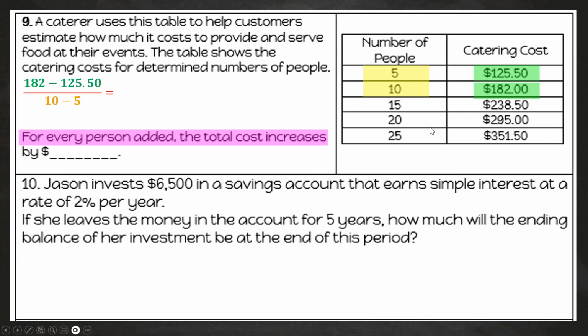You can select any numbers you want, just as long as you're consistent. So if you select this row, select another from the same row. You don't automatically have to pick the first and last or the first and second. You can choose which ordered pairs you want to select unless they tell you which ones. So when I do 182 minus 125.5 divided by 10 minus 5, I get 56.5 divided by 5, which is 11.3. That means they are charging $11.30 per person is what the caterer is charging to serve their guests.